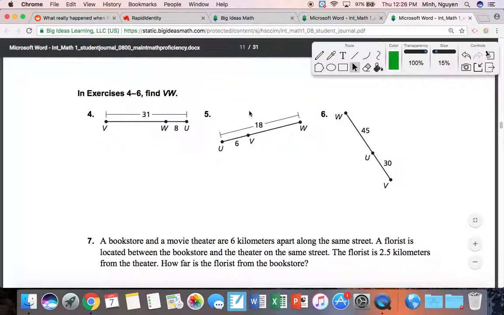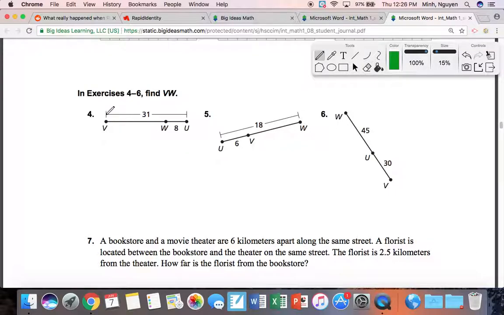Number 4. Again, this is just like 2 small pieces added up equal a big piece. Our small piece we don't know, so we could call it x. x plus 8 equals 31. Whatever you get, that's the length of VW. So you just subtract 8. Then 6 plus VW equals 18. And 45 plus 30 equals VW. So you literally just have to add 45 and 30.